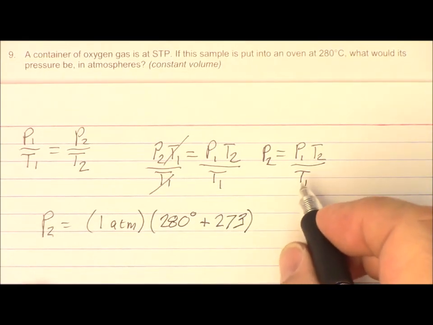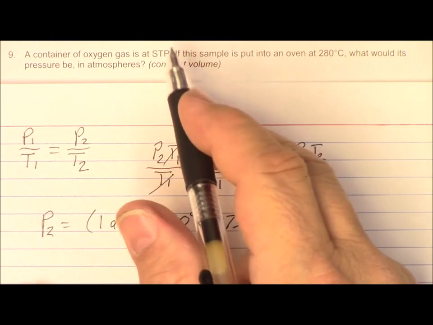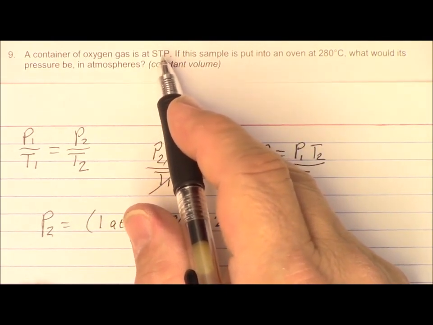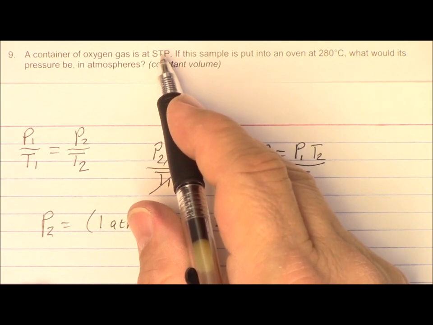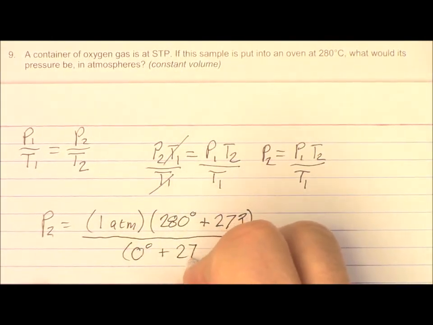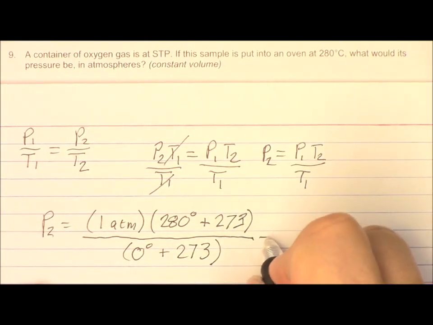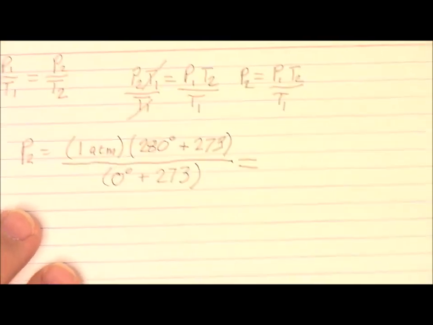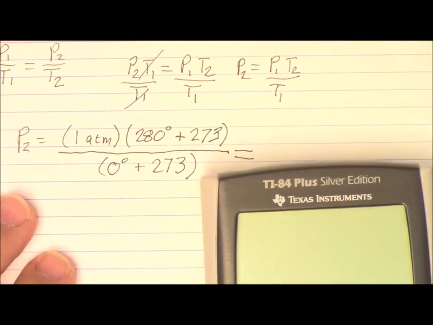Finally, in the denominator, we have T1, which is the initial temperature. The initial temperature was standard temperature, which, if you recall, is 0 degrees C. We have all of our numbers. Let's get cracking on the calculator.